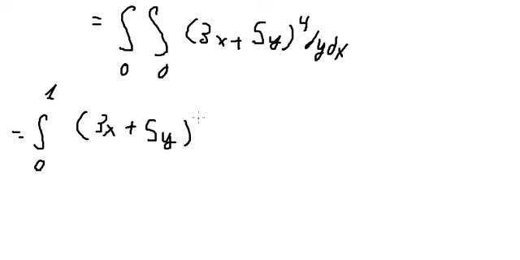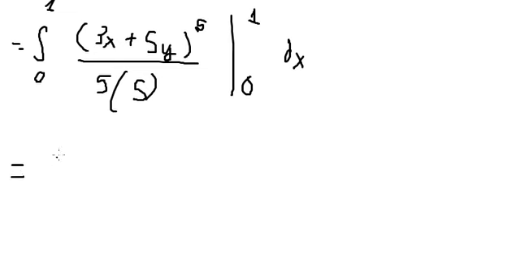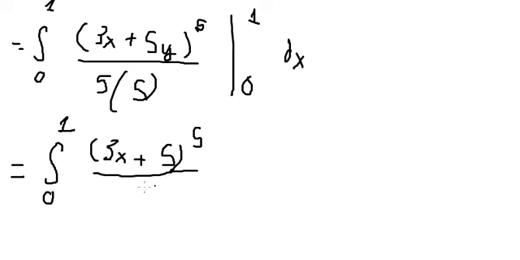We have 4 plus 1, we have number 5. After that we have number 5 in here. Coefficient of y, that's about number 5. We have another number 5 we put in here. And we put the bounds from 0 to 1. We put number 1 in here and number 0 in here. So we will have about (3x plus 5) to the power of 5 over 25 minus (3x) to the power of 5 over number 25.